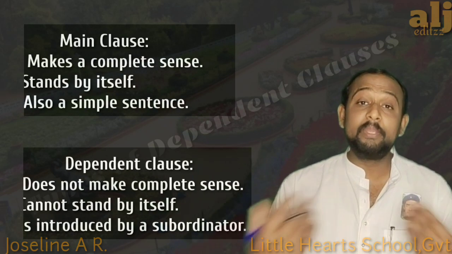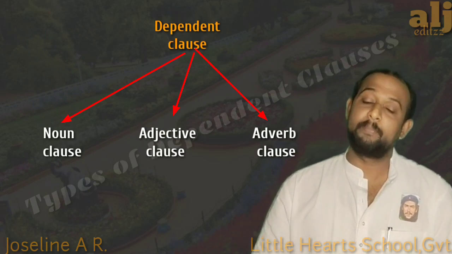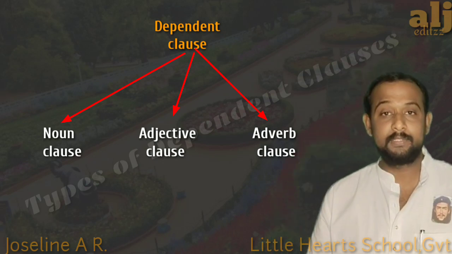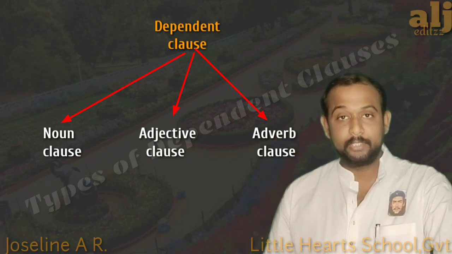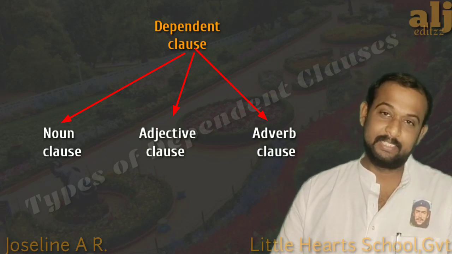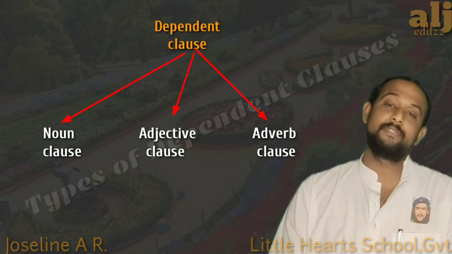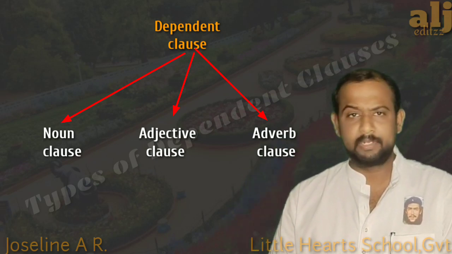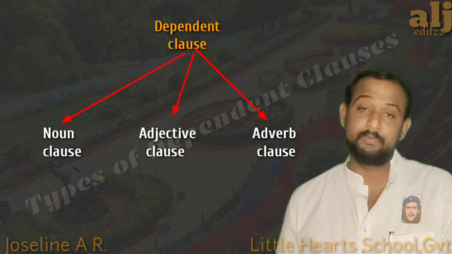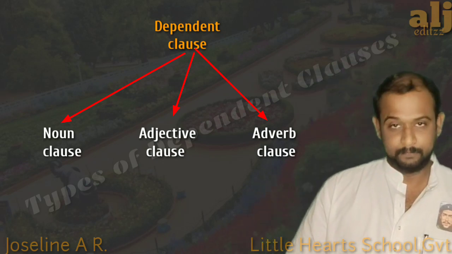Before that, let us know how many kinds of dependent clauses there are. In fact, there are three types of dependent clauses. One, noun clause. Second one, adjective clause. Third one, adverb clause. Got the point, dear students? Noun clause, adverb clause, adjective clause. Noun clause does the work of a noun. Adjective clause does the work of an adjective. And adverb clause does the work of an adverb.